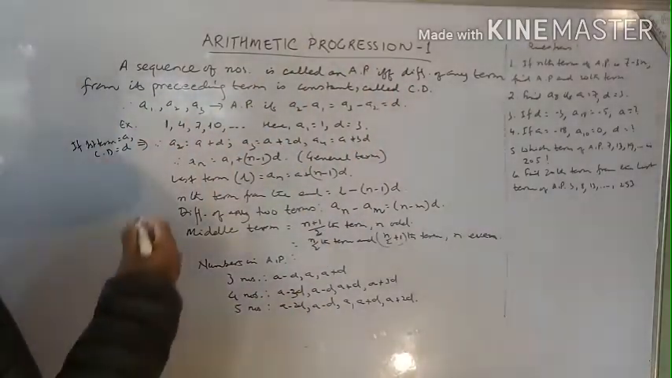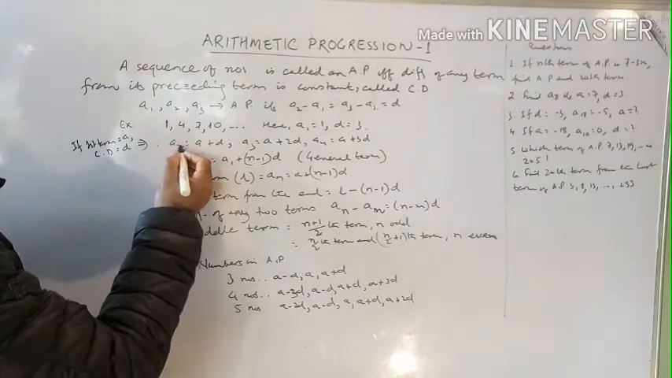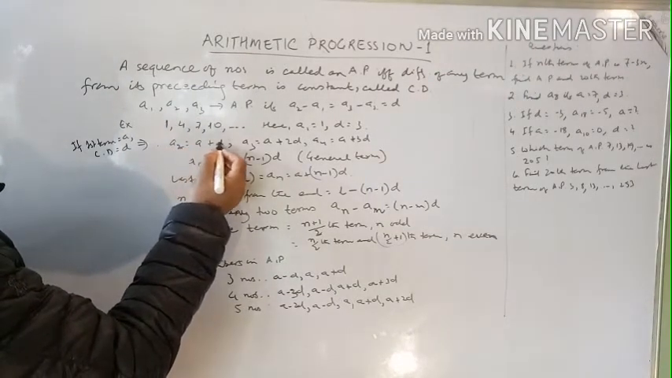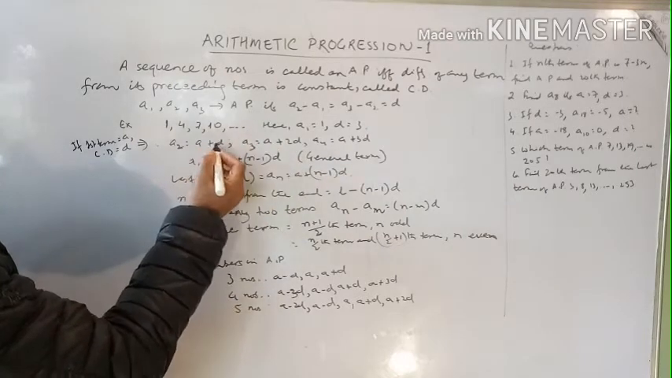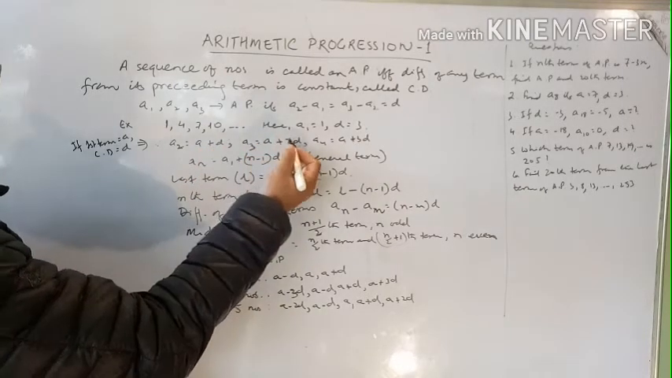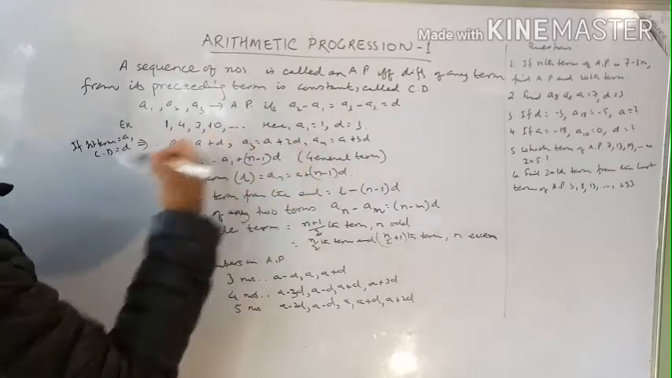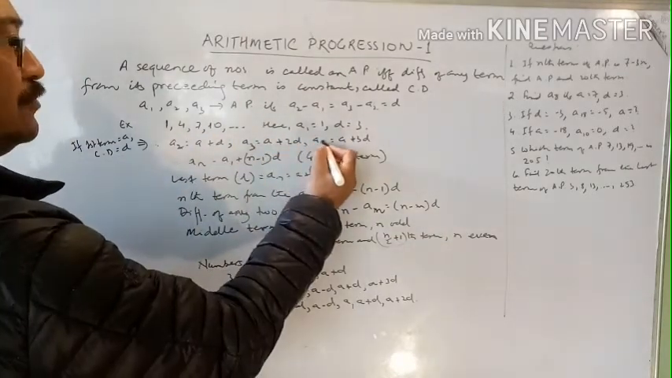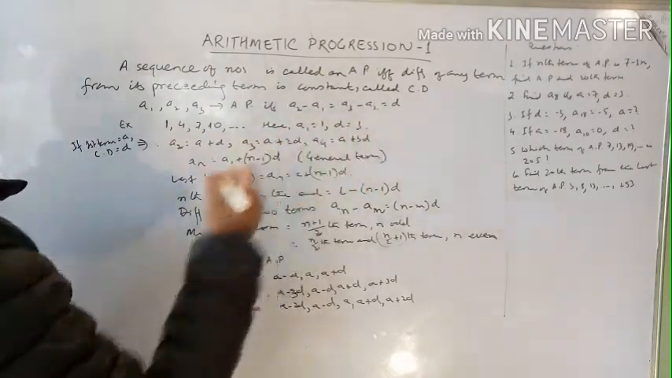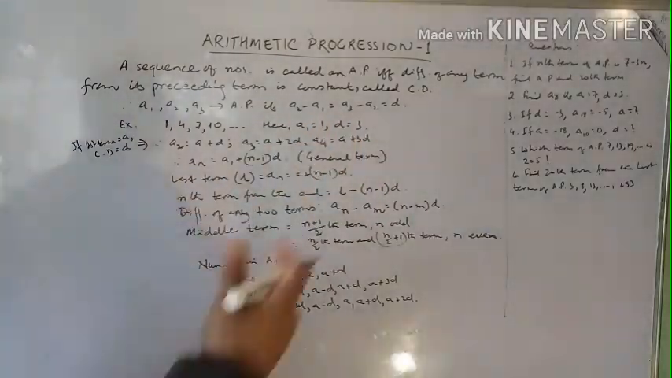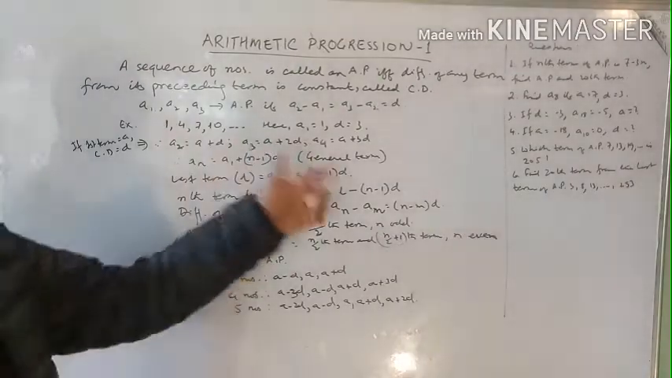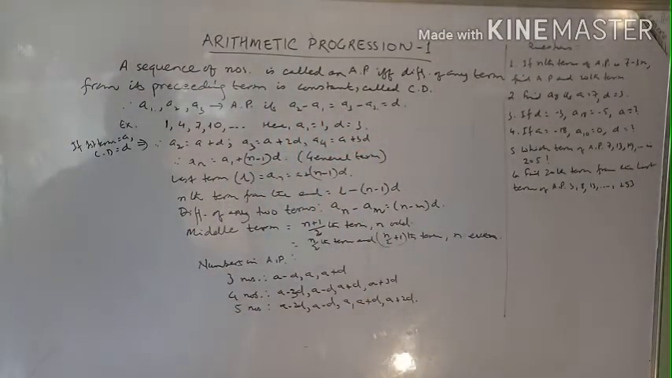Similarly, A2, the second term, is the first term plus the common difference. Now A3 means the third term. If you add another d here, then you get the next term. A3 is equal to a plus 2d. A4, the fourth term, is a plus 3d. If you add one more d here, you get the next term. If you keep on adding d's, you keep on getting the next terms.